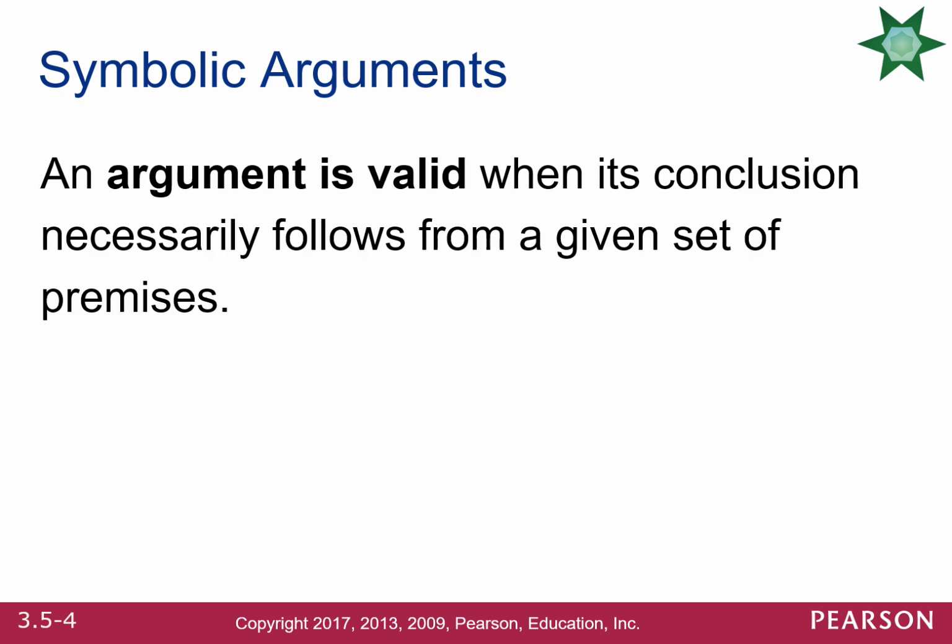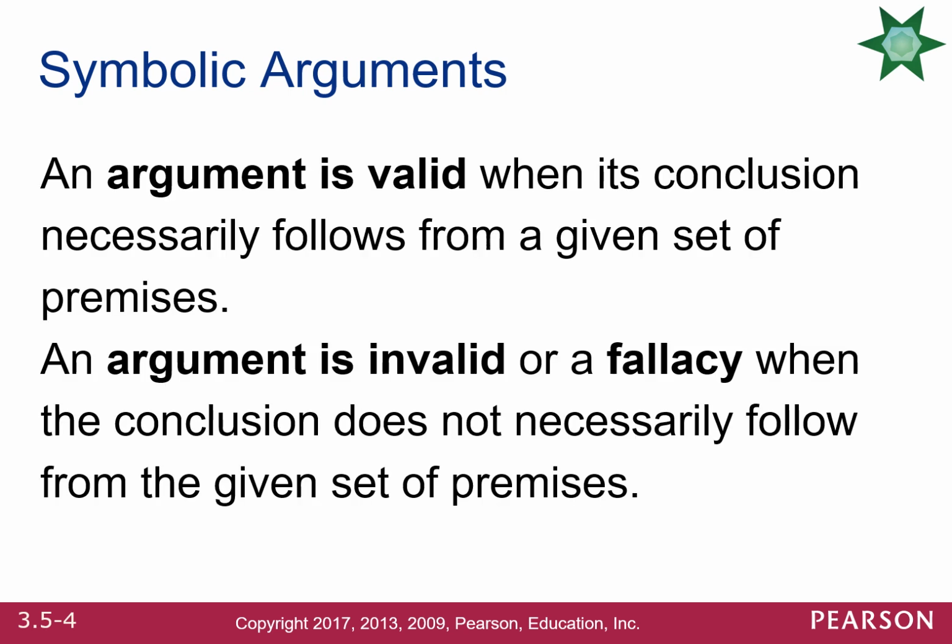Arguments can be valid or invalid. An argument is valid when its conclusion necessarily follows from a given set of premises. And an argument is invalid, or it's a fallacy, when the conclusion does not necessarily follow from the given set of premises. This is the definition of what is considered to be a valid argument versus an invalid argument or a fallacy.